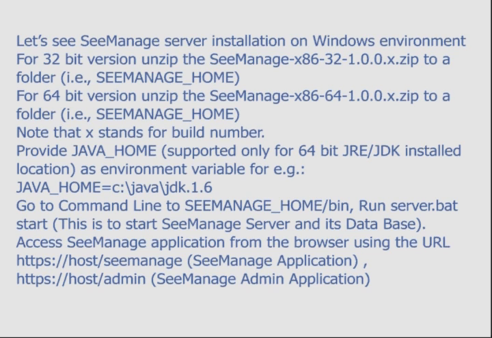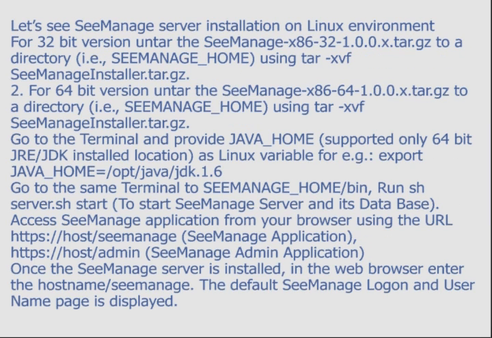Provide Java Home, supported only for 64-bit JRE JDK installed location, as the environment variable, for example Java Home equals C:\Java\JDK.1.6. Go to the command line to SeeManage Home/bin. Run server.bat to start. This is to start the SeeManage server and its database. Access the SeeManage application from the browser using the URL https://host/SeeManage, SeeManage application, https://host-admin, SeeManage admin application.